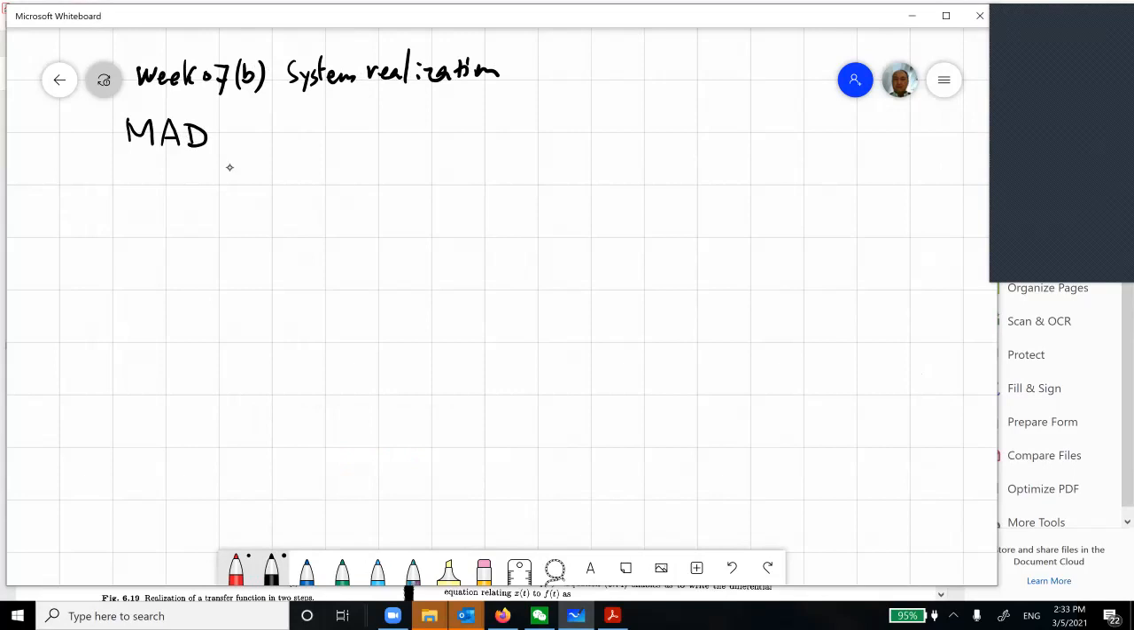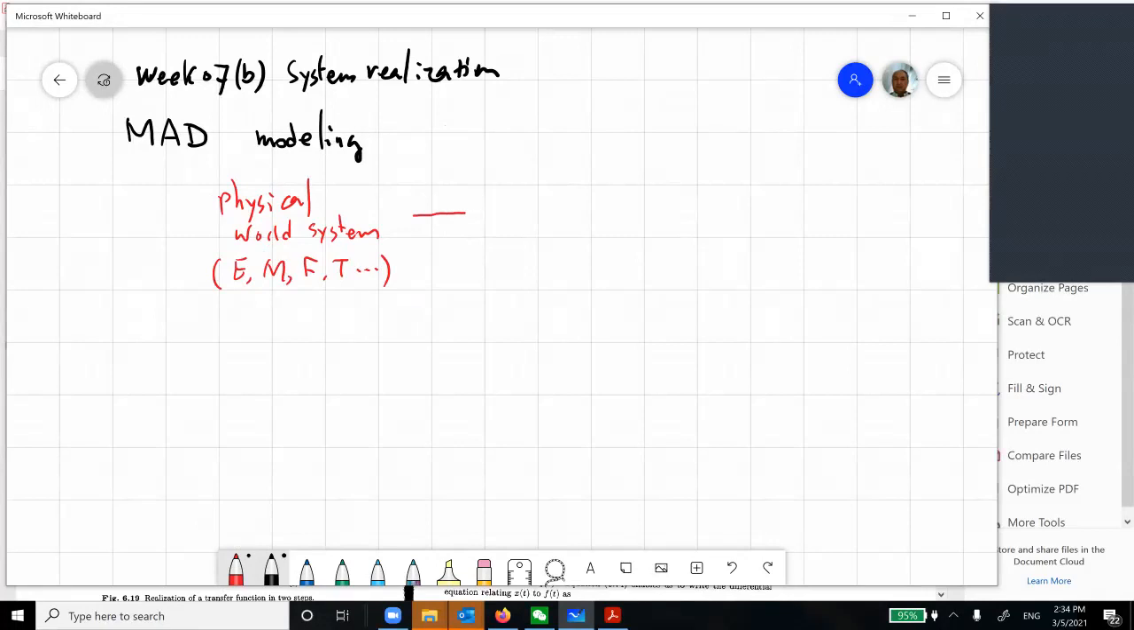For the modeling part, I hope you appreciate the level of abstraction. You have a physical world. Maybe you have electrical, mechanical, fluid, or thermal systems, and so on. You have different types of physical world systems, and these can be abstracted into different types of models.